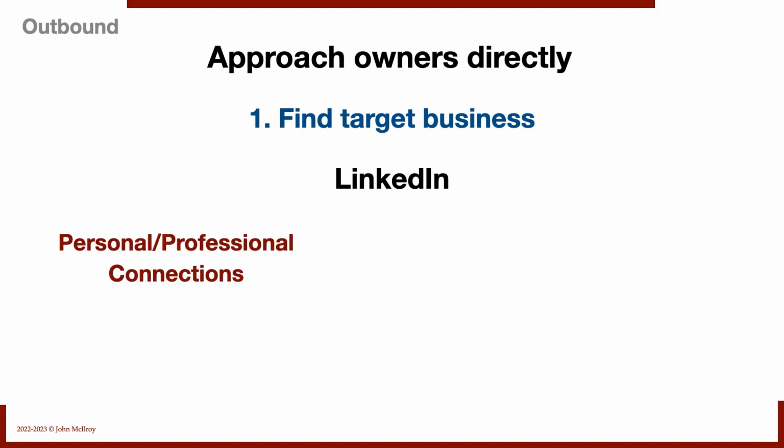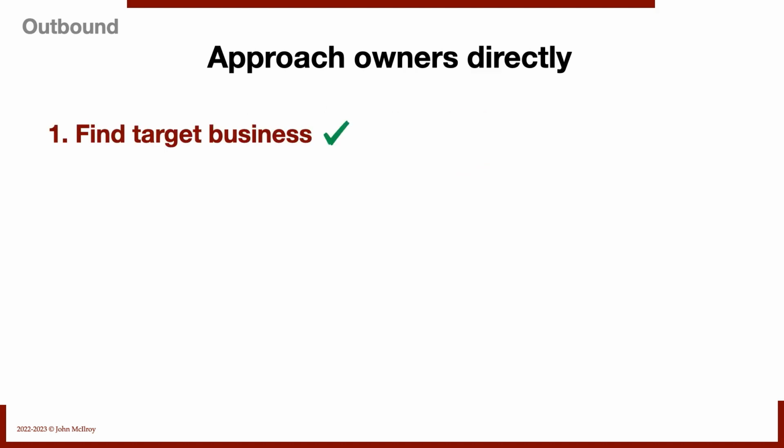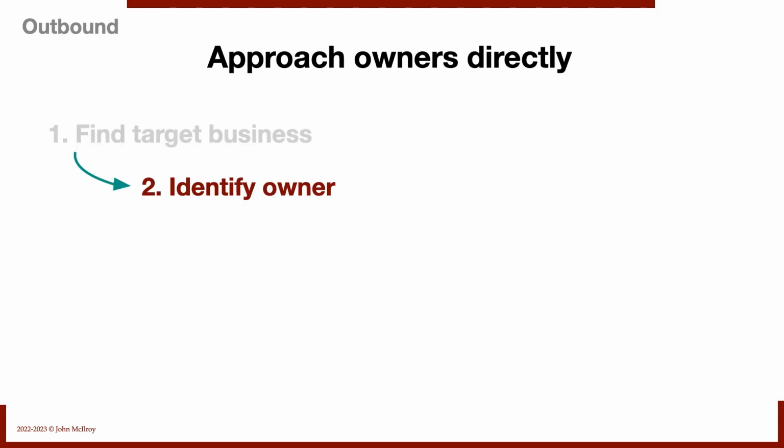Next is LinkedIn, where we use our personal and professional connections, the groups that we belong to, and Sales Navigator if we go in that direction. And lots of business buyers have success on LinkedIn. I know at least 5 people who have bought businesses that they sourced through LinkedIn connections. So make sure you give LinkedIn a good go. That's finding target businesses. Next, we have to identify the owner.